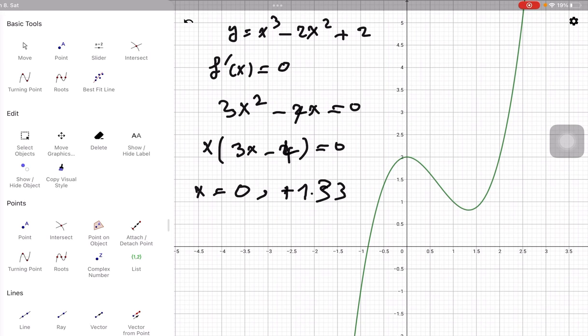Okay, in this case, if we put 0 in the first function, it will be positive 2. And if we put 1.33, we can find y around 0.8. As you see here, we have a maximum and minimum. It is very easy and very nice.